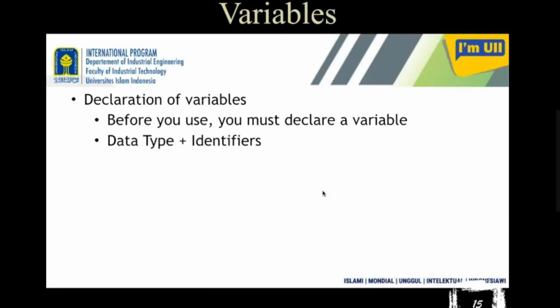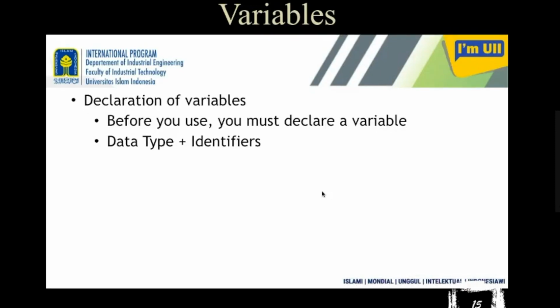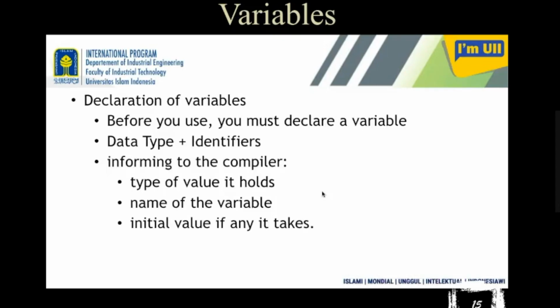Declaration means you have a data type, meaning what kind of data you want to store in that variable, and the identifier, meaning the name of the variable. So these two things you must have before using that variable. The data type and identifier are important.